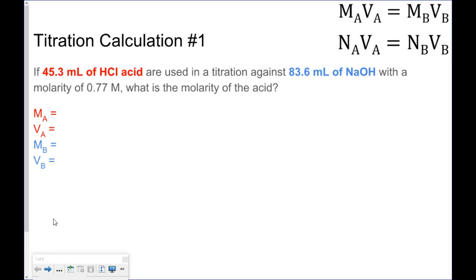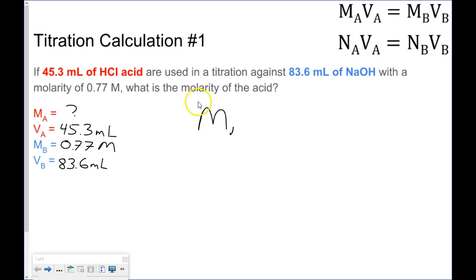Okay, in this video we're going to practice some calculations of titrations. First one, I have 45.3 milliliters of hydrochloric acid used in a titration against 83.6 milliliters of sodium hydroxide. So my volume of acid is 45.3, volume of base is 83.6. The molarity of the base is going to be 0.77 molar. The question is, what's the molarity of the acid?